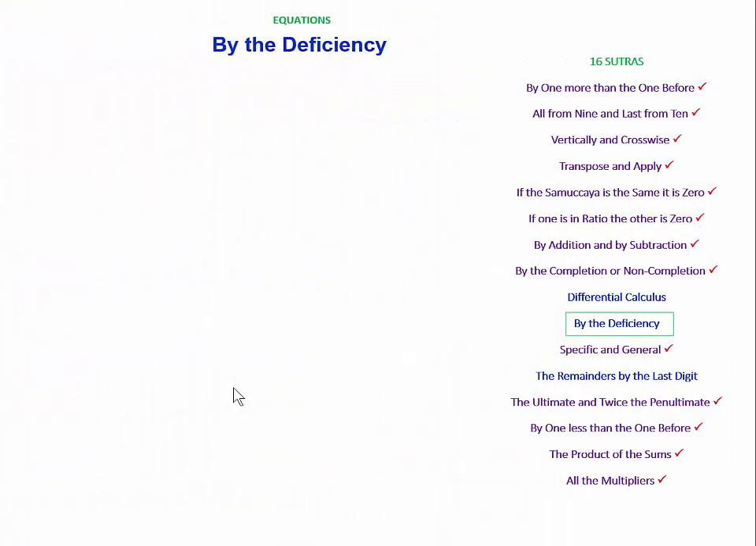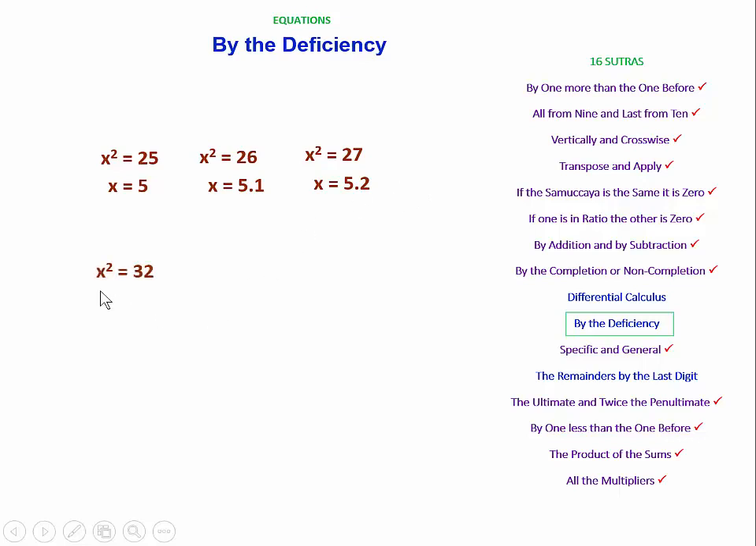By the deficiency. Well, we can see the application of this in taking square roots. If x squared is 25, we know that x is 5. If x squared is 26, which is 1 more, then x is 5.1. You get 1 more in the tenths place. And if x squared is 27, what do we get? 5.2. So it's 2 over 25, it's 5.2. For x squared is 32, that's 7 over 25, so we get 5.7.